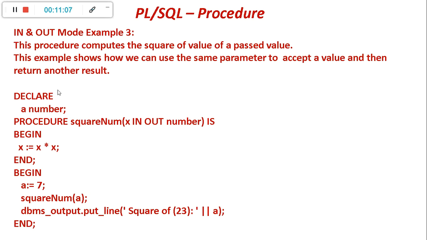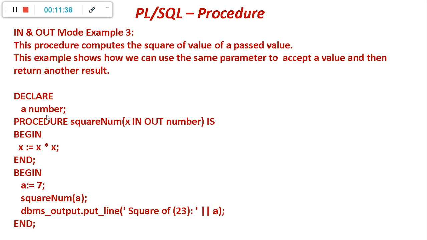Again, we discuss one more example for IN OUT mode parameter. This is example 3. This procedure computes the square of a passed value. That is, it will find the square of the passed value. This example shows how we can use the same parameter to accept a value, that is, for input and for output. It accepts a value and then returns another result using the same argument or the same variable.